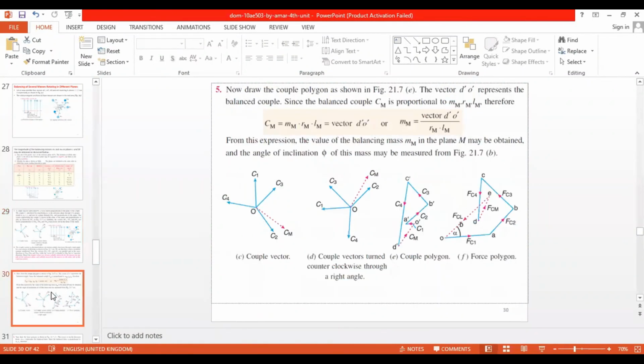All right. Now this is about the force polygon and couple polygon. This one we need to draw one by one. We will go with the force polygon, then the couple polygon, then turning the couple vectors and finally arriving at the final answer. All right. Now draw the couple polygon.